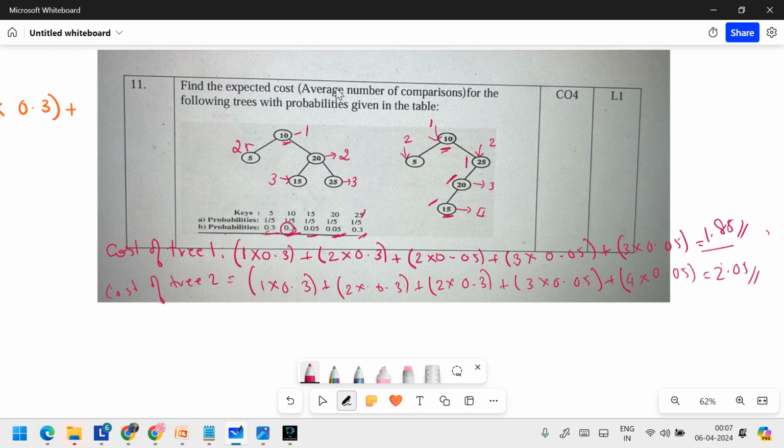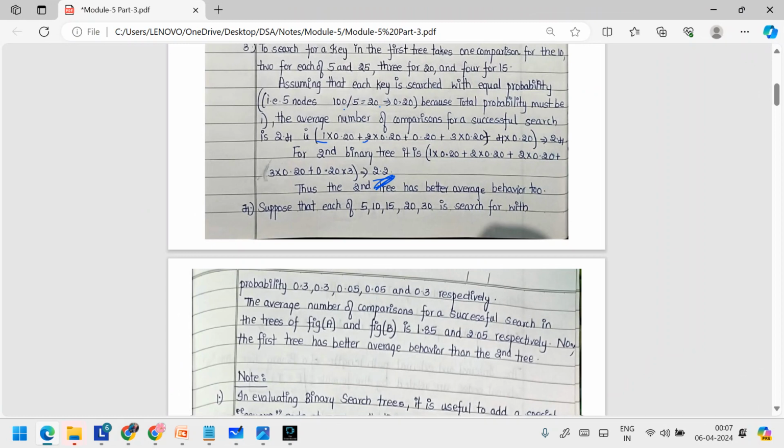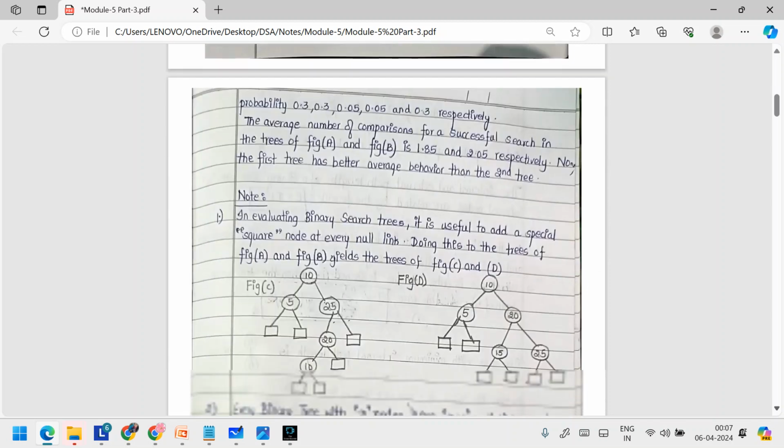Now if you see, the one with the least cost will be considered as a better tree. So here we can say that the cost of tree 1 is 1.85 and the cost of tree 2 is 2.05. So we can see that tree 1 is having better behavior, or it is easier, or it will take less time. That is what it does.